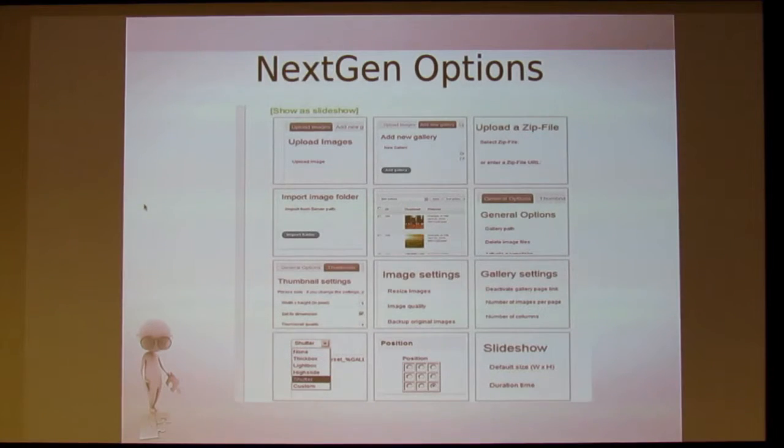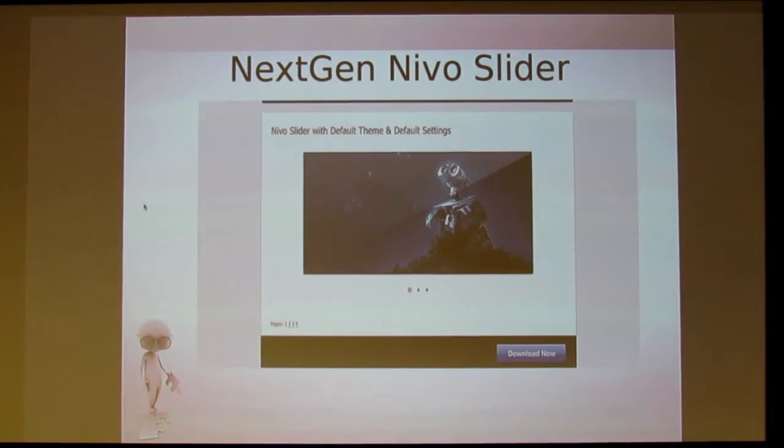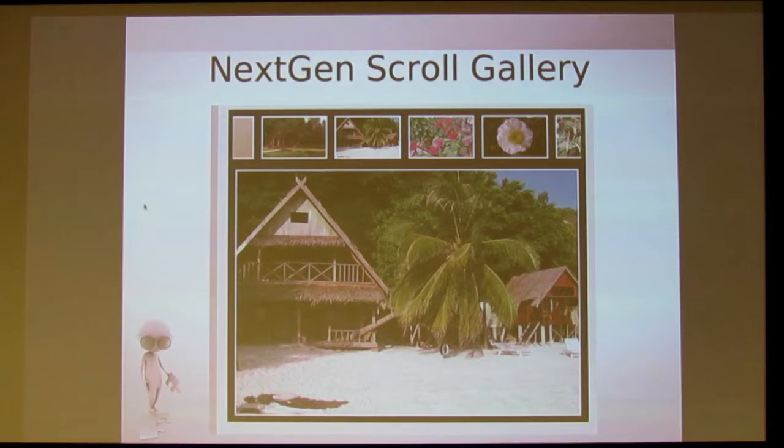Some examples of the options. They're really nice, and you can teach or just learn yourself how to use it pretty easily. This is one of the examples of add-on plugins for NextGen Gallery: Newsrider, a pretty famous JS slider. I've used it for my homepage here. Also NextGen Scroll Gallery, a JavaScript scroll gallery. You can implement your portfolio here or something like that.